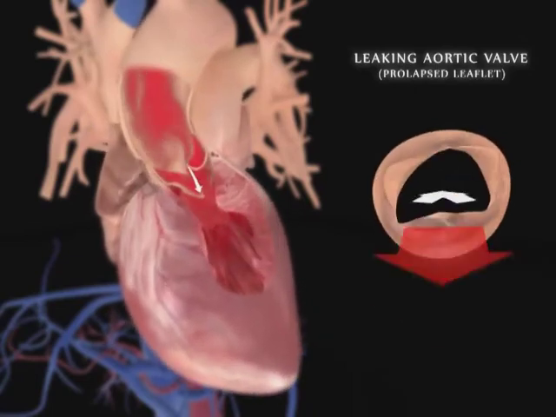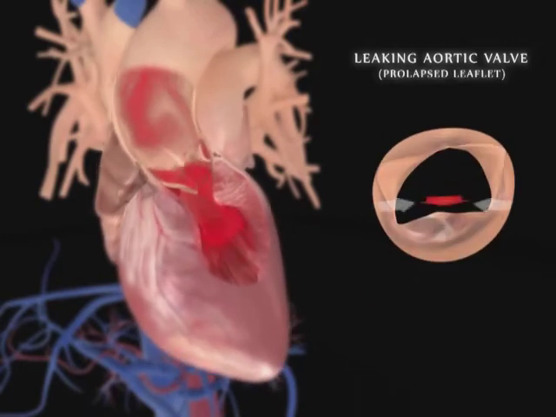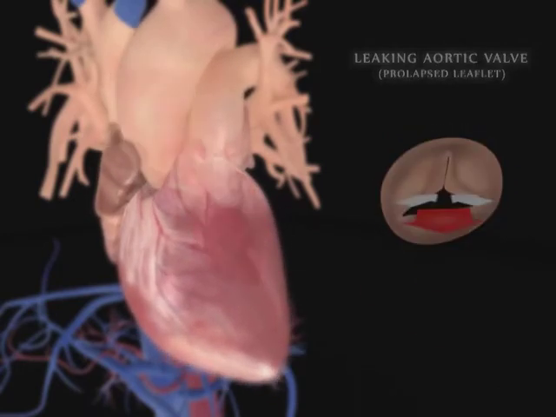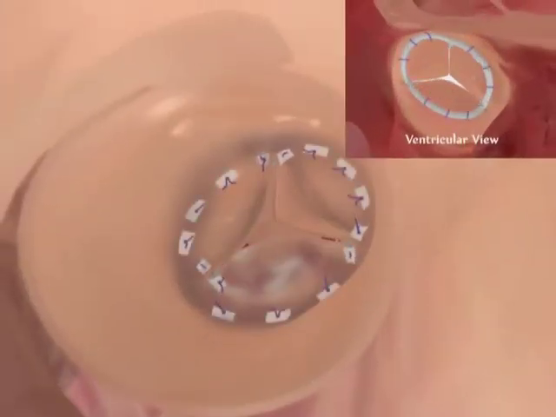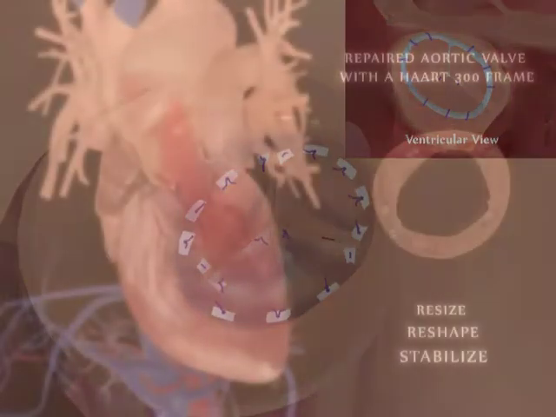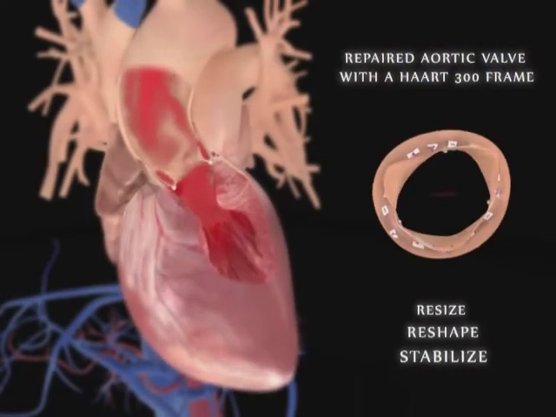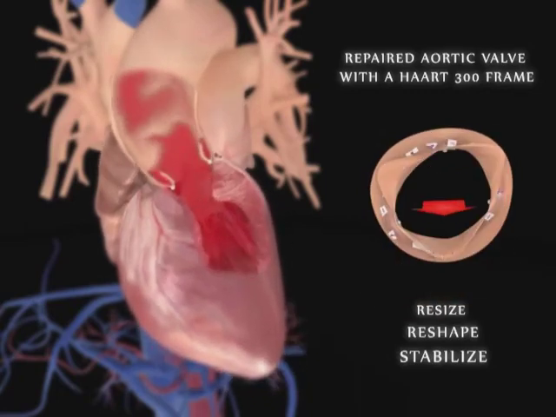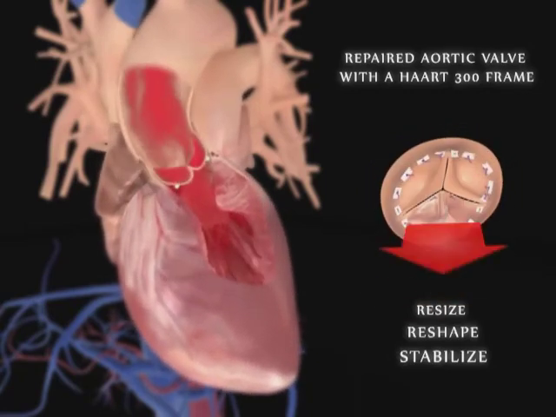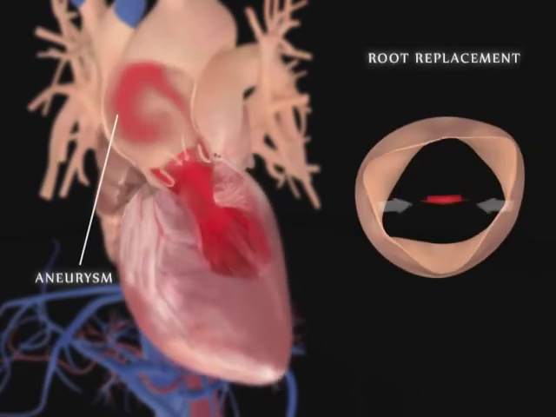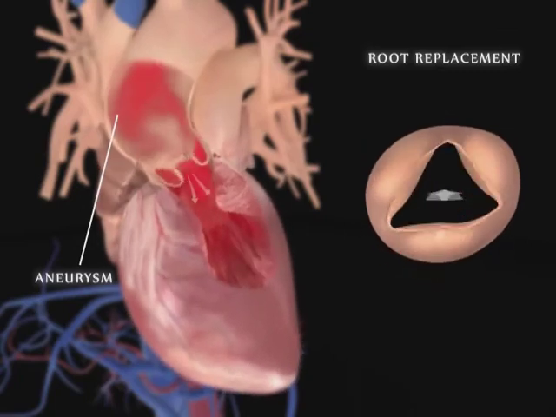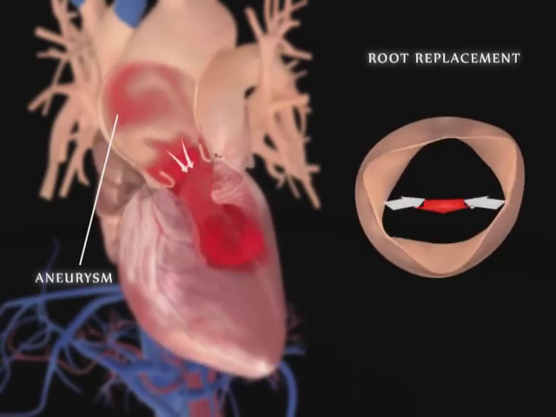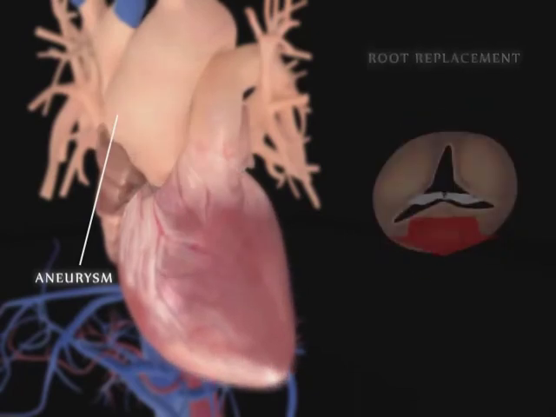In AI patients with accompanying aortic leaflet prolapse, the HAART ring is implanted to correct the dilation, followed by correction of the prolapsed leaflet height via plication sutures placed in the prolapsed leaflet free edge, raising the free edge, resulting in improved leaflet coaptation. Once the HAART device is implanted and the leaflet prolapse is corrected, the aortic valve is once again competent. The HAART 300 device is also designed for use in aortic annulus and root stabilization in root replacement and valve sparing procedures.